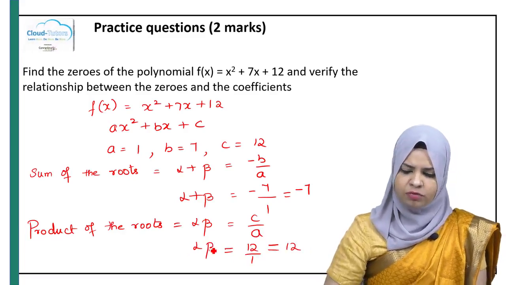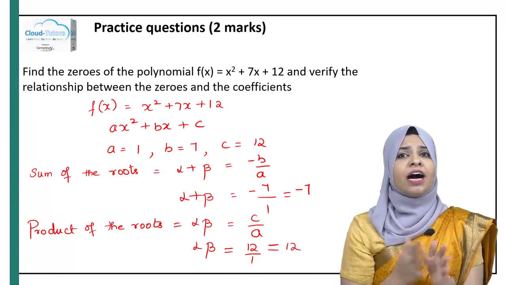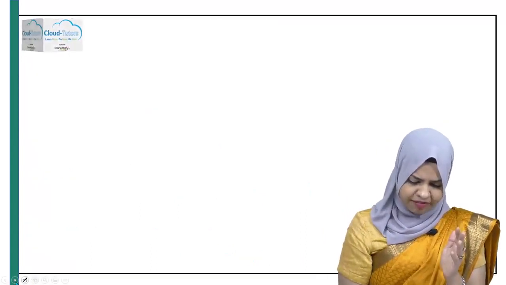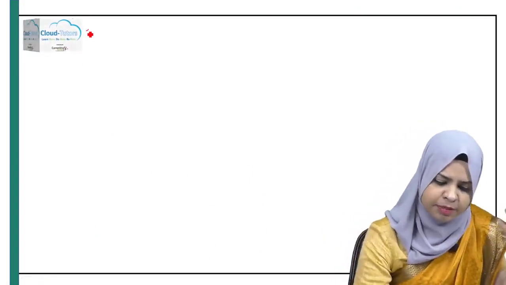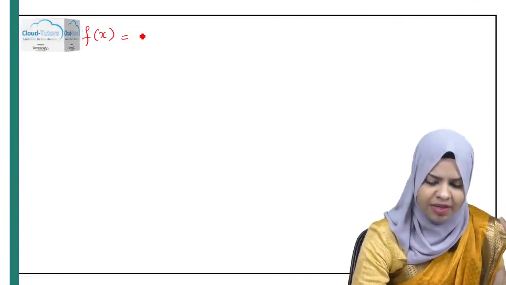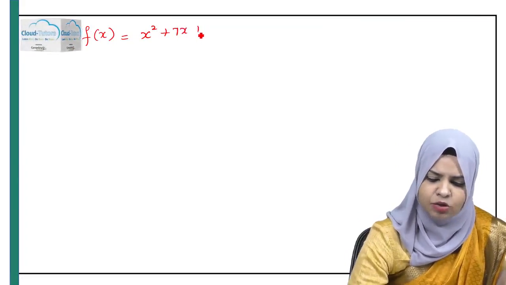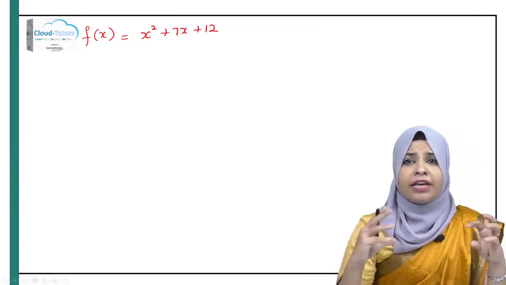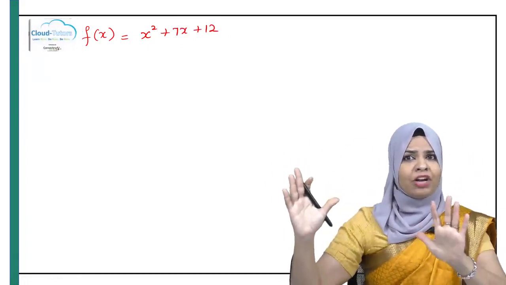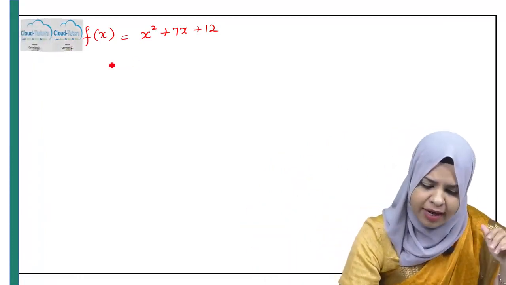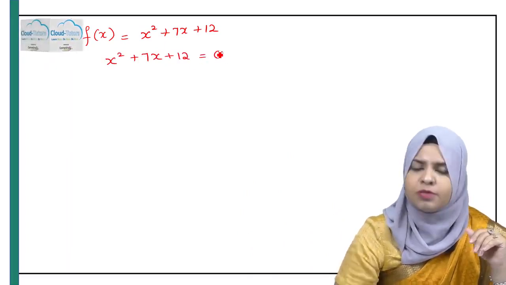Now we have found the sum of the roots and the product of the roots. Now we have to verify this. How do we verify? For me to verify this, I need to factorize the expression, or basically find the factors of this expression. So let me rewrite the expression again. F of x is equal to x square plus 7x plus 12. How can I simplify this? See, when I say factors of this expression, it means they should be equal to 0. For whatever value of x I find, they have to be equal to 0. So I can rewrite this as x square plus 7x plus 12 is equal to 0.